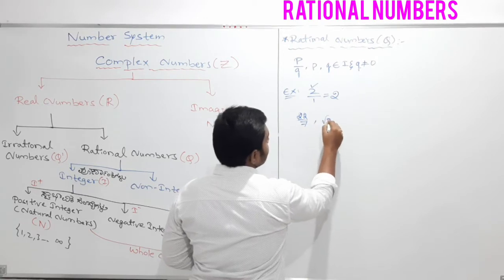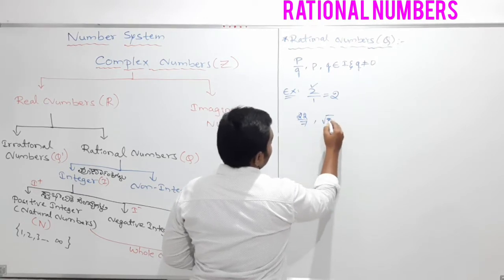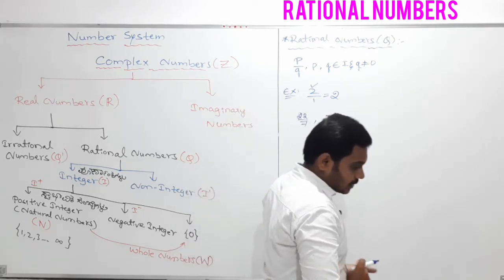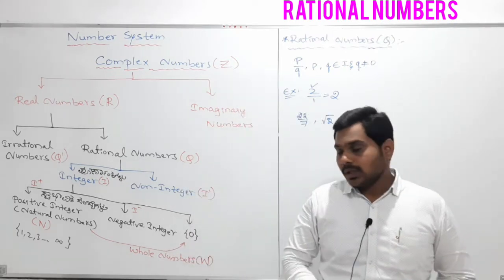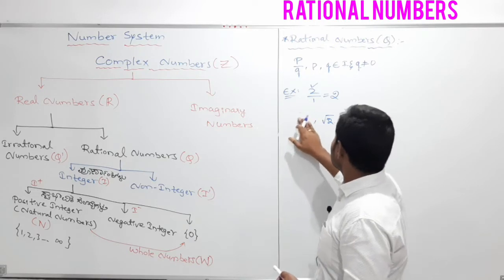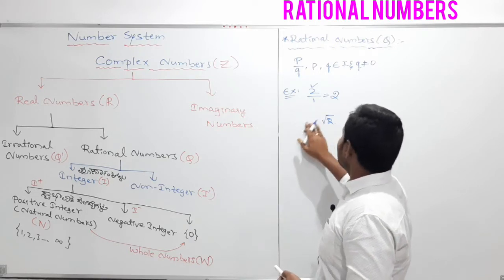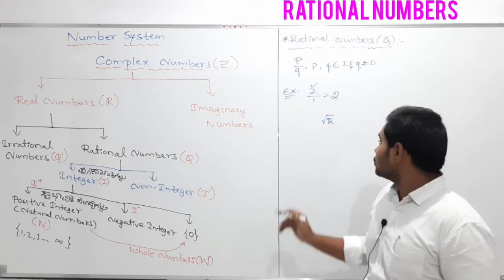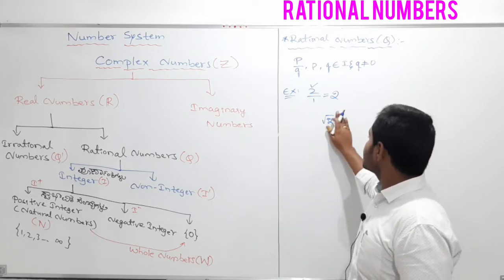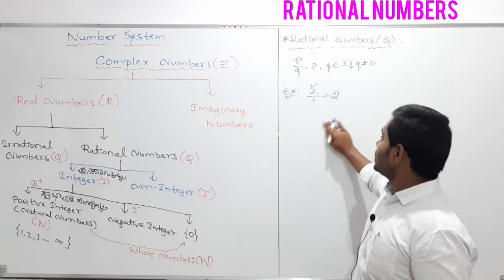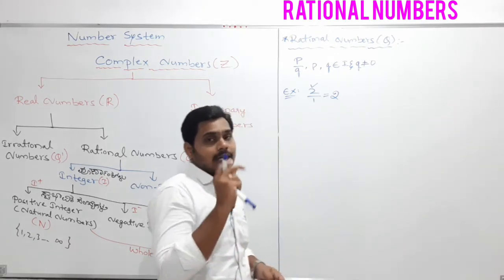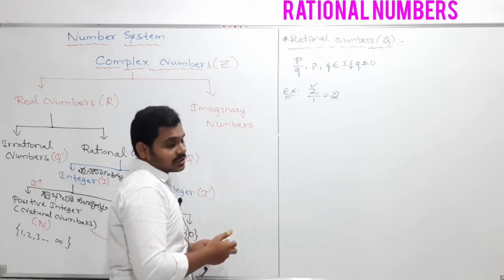My dear students, sometimes what happens, I'll take 22 by 7, or else you can take root 2. So what happens, my dear students? If you calculate root 2, root 2 is an irrational number, that you already know. Now I'll tell you another definition for rational numbers.